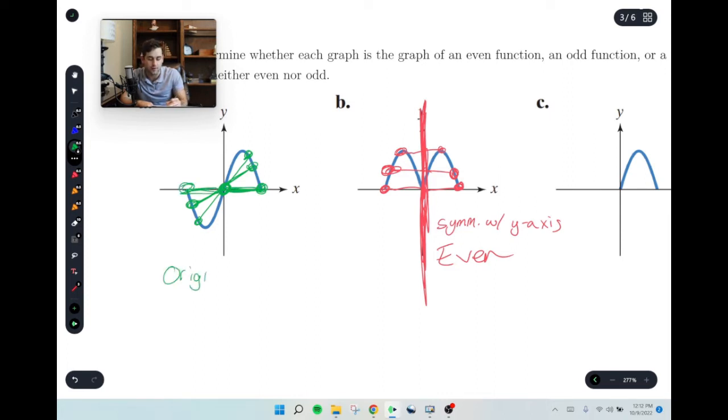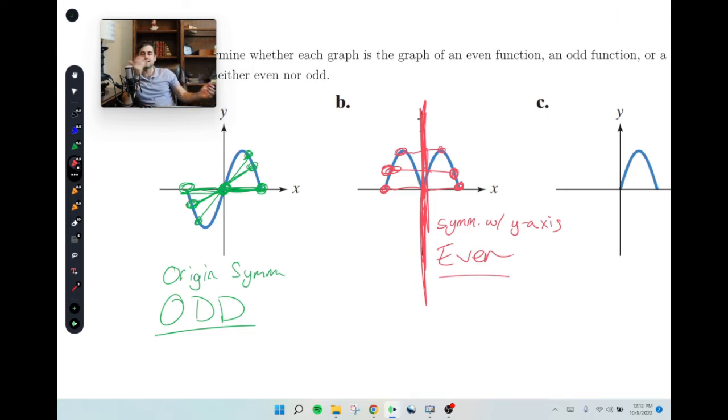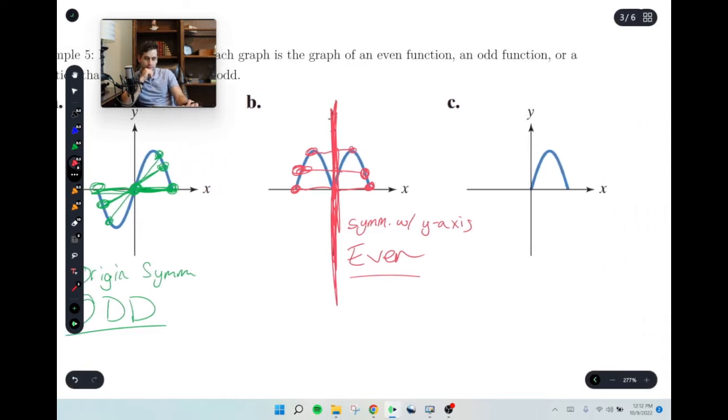We call that origin symmetry. And if you scroll up, that's going to be odd. So we've got evens and odds as a new definition for the same thing. Easy to remember, origin starts with O, odd, right? Not too crazy.